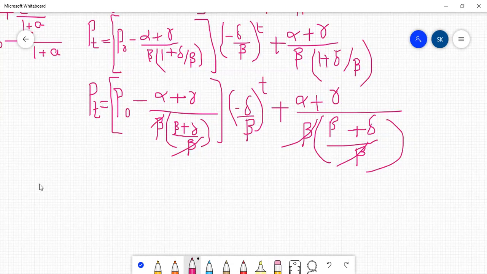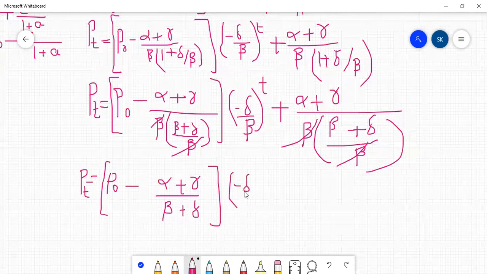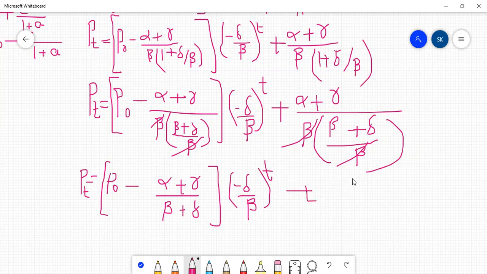So after further simplifying it, removing the cancelled out values, we get PT is equal to P naught minus alpha plus gamma divided by beta plus sigma, squared into minus sigma upon beta, the whole raised to power t, plus alpha plus gamma divided by beta plus sigma. This is a plus sign, and this one is also a plus sign.